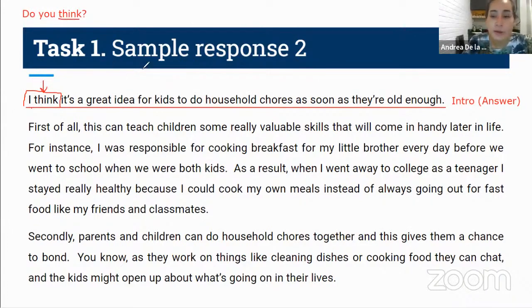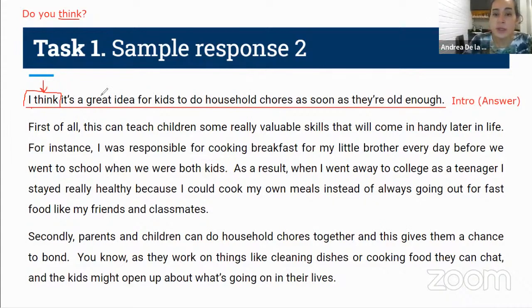Honestly, guys, I recommend that you do this. So when they ask you, do you think? Then you say, I think. When they ask, do you prefer? You say, I prefer. Do you agree? I agree that. So try to answer using the same verb because it makes it more direct. That's one tip I'm going to give you for now.